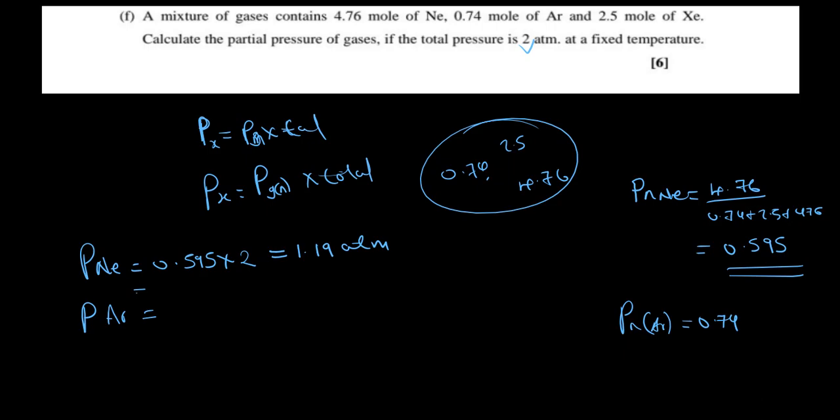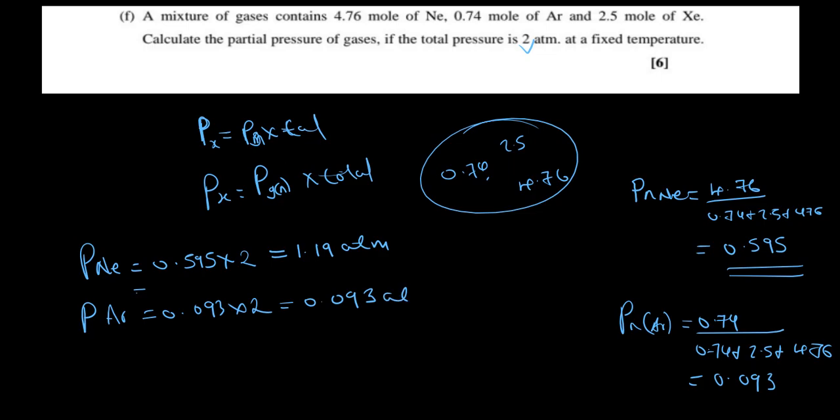All right, over the total now: 0.74 plus 2.5 plus 4.76, like that. So that will give me 0.093, like that. So you bring now 0.093 times the total pressure that they give you in the question. So that will give you 0.093 atm. Okay, so this is atm always.